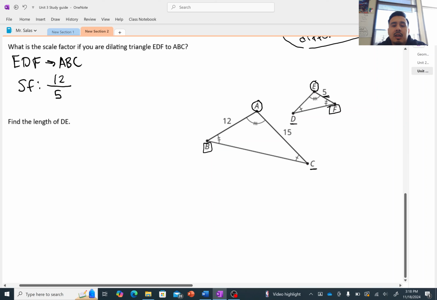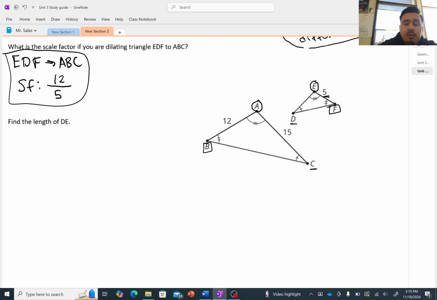Remember, the triangle that I'm trying to get to has to be on the numerator. In this case, I'm trying to get to ABC. And the denominator has to be the value that I am going away from, which is EDF. Okay, so that's my solution for the first part. I found my scale factor, 12 over 5. The next part says find the length of DE.